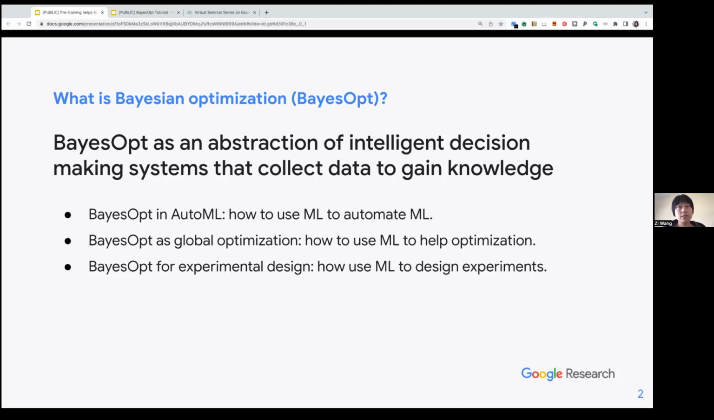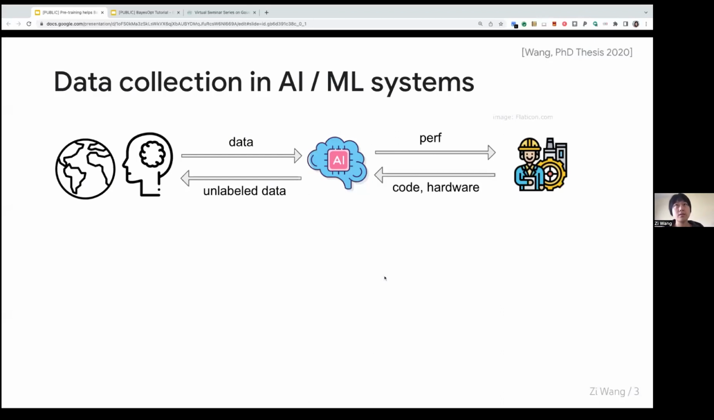And then there is also Bayesian optimization for experimental design. Again, it's about how to use this Bayesian type of thinking and computation to help design the experiments better. So it's really about, well, we collect data and see what kind of knowledge we have right now, and then we make better decisions in the future. Okay, so let's proceed with this abstracted definition of making smart decisions. If we think about Bayesian optimization this way, it's really a way that we can consider data collection in AI and machine learning systems.